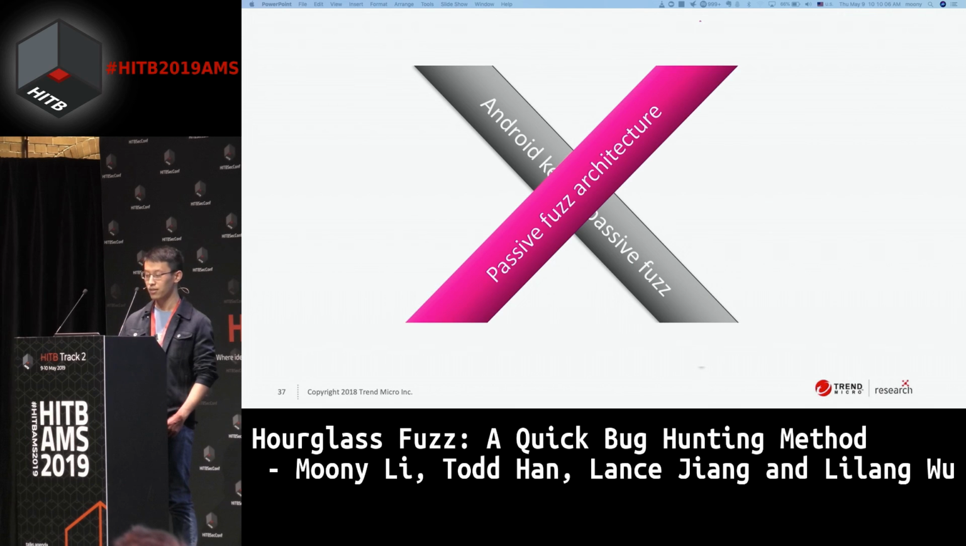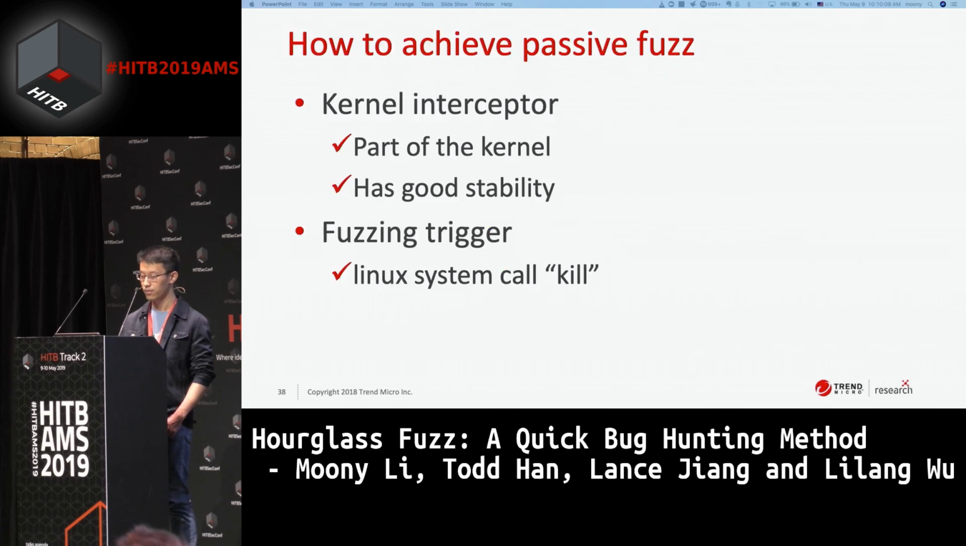Now let's talk about the passive fuzz architecture. So how do we achieve passive fuzz? Firstly, we need a kernel interceptor. The interceptor is built into the kernel as a part of the kernel and has good stability. When adding the interceptor, you need to consider whether the mobile phone is properly booted. You need to set a start switch for fuzz to avoid this problem.